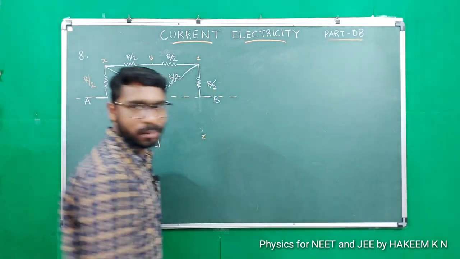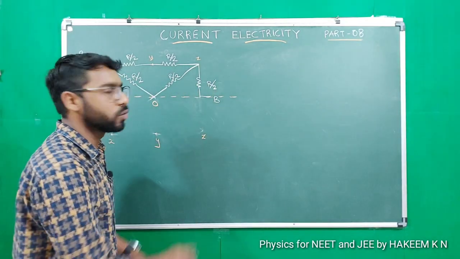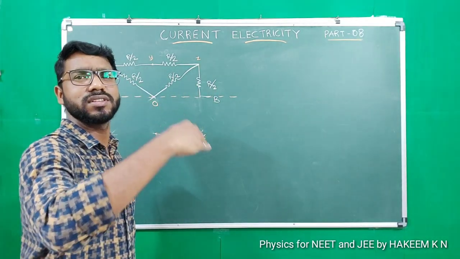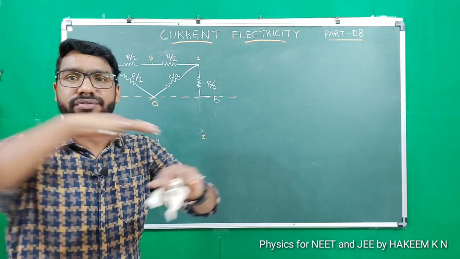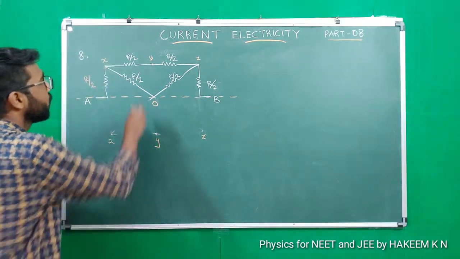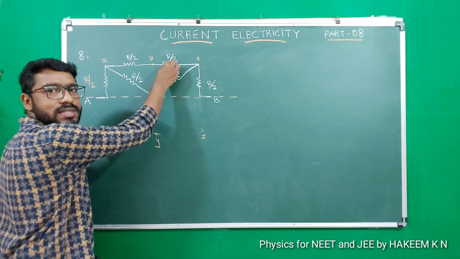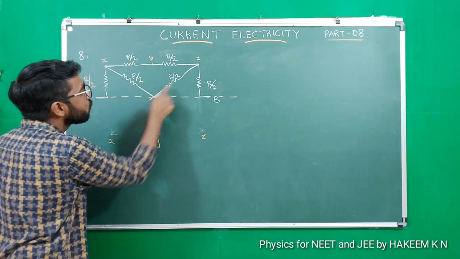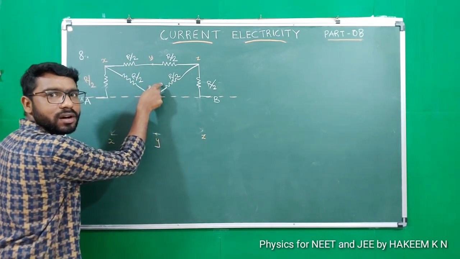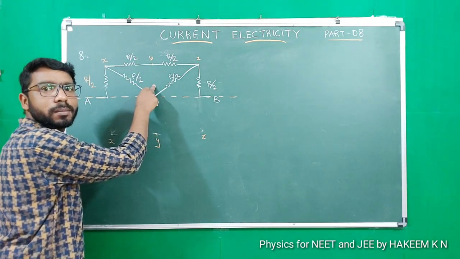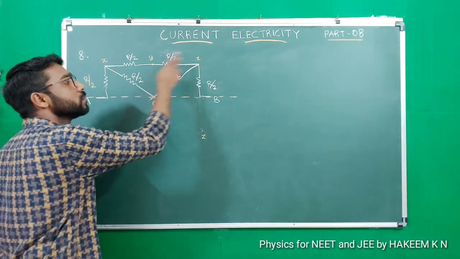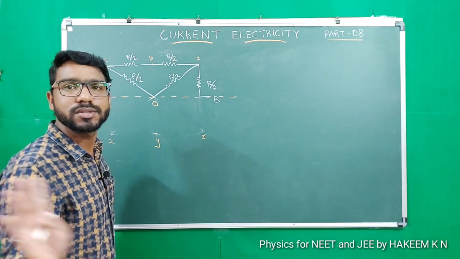Here, by applying folding symmetry, we reduced the network to half. Now R by 2 in series with R by 2, we will get R. R by 2 in series, we will get R. R in series, we will get R by 2 plus R by 2, 3R by 2 is the answer.